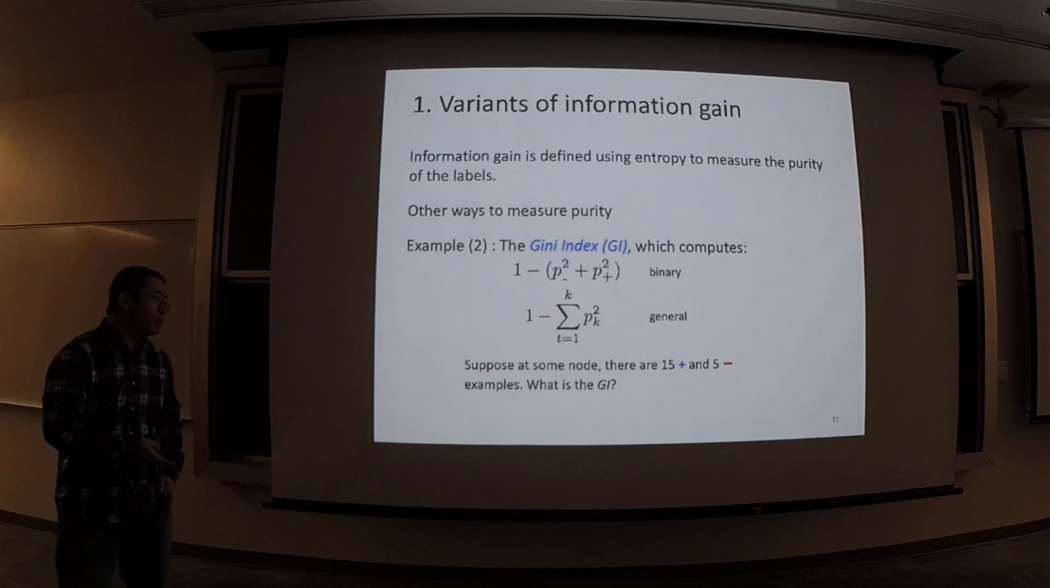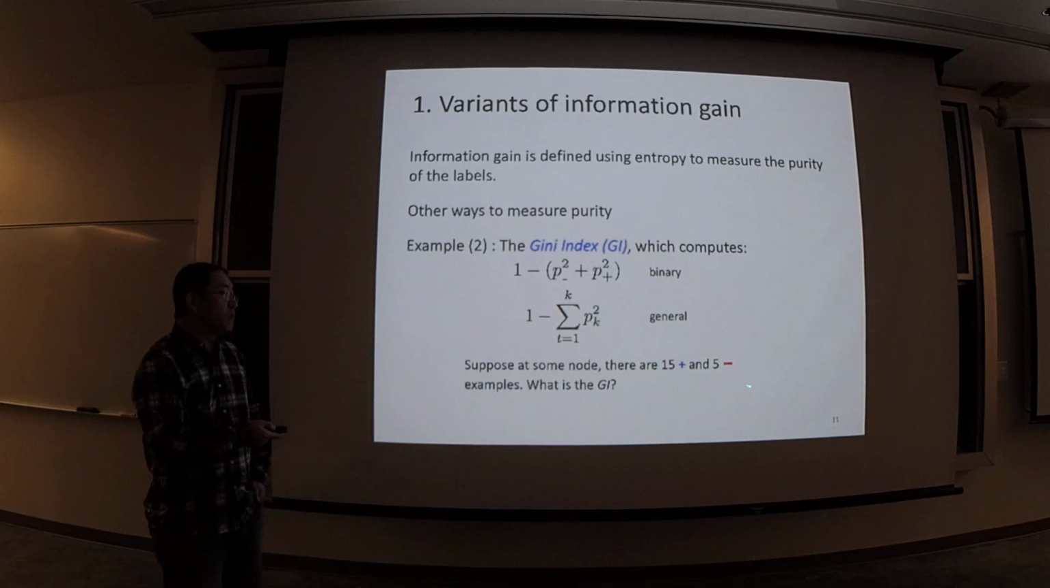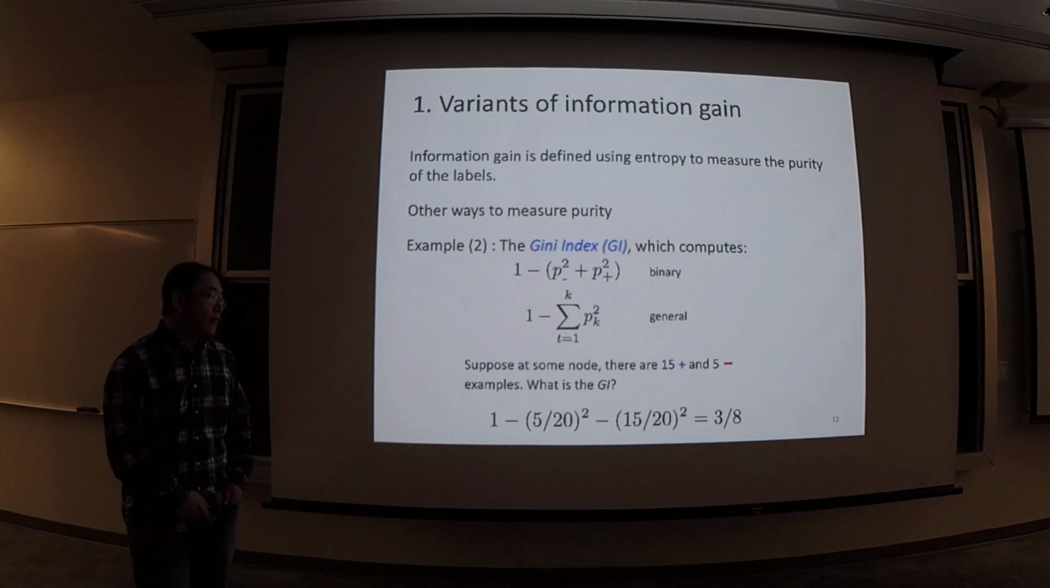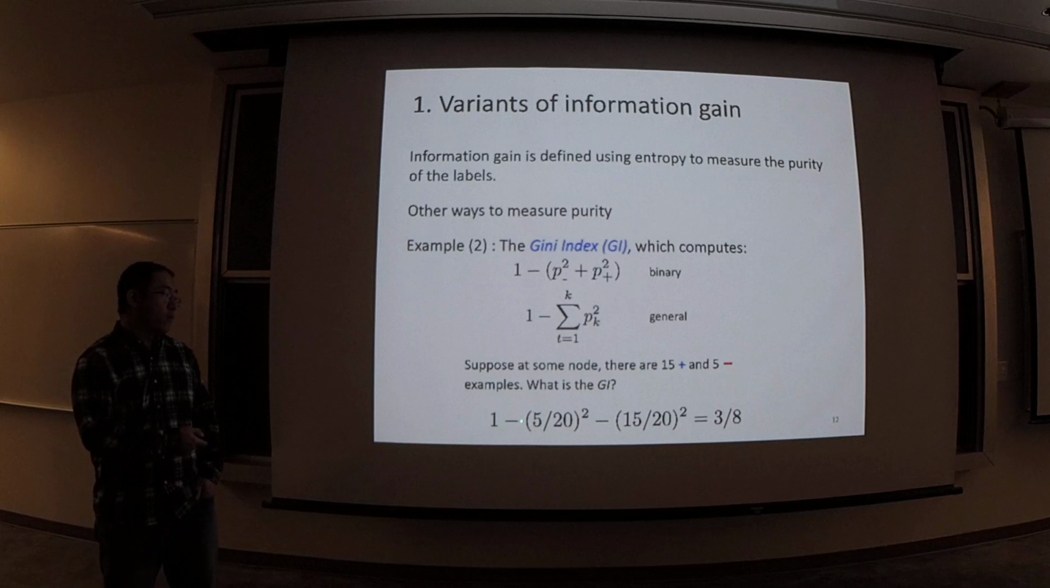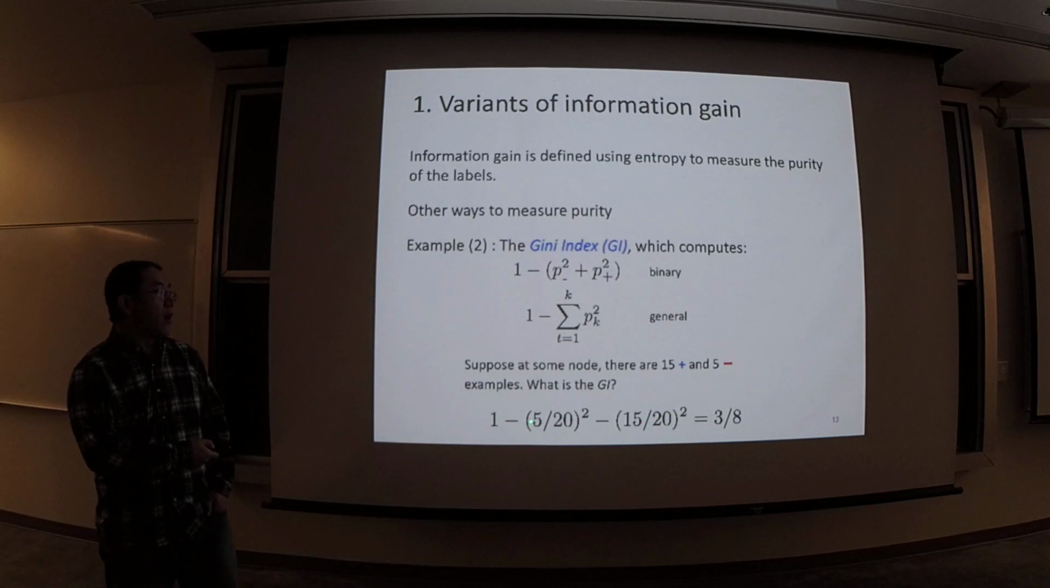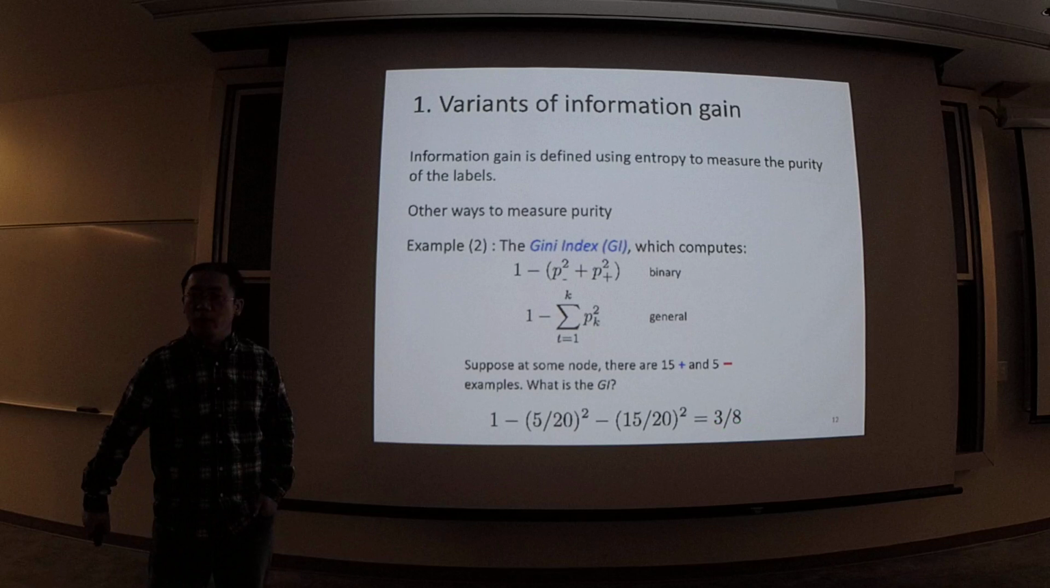Okay, so suppose we have 15 positive and 5 negative examples, right? How can we compute Gini Index? According to the definition, the positive ratio is 15 over 20, and the negative ratio is 5 over 20. You just subtract 1 by their square sum, and you end up with 3 over 8.